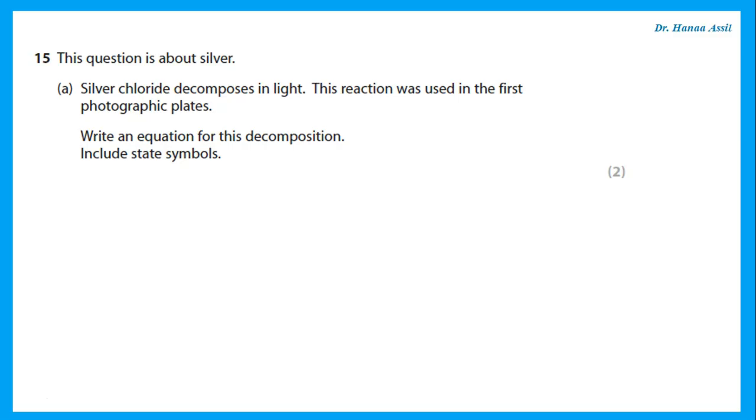So we're breaking down silver chloride. Of course, if you break down silver chloride, then it would give silver plus chlorine. Now we're required to put the state symbols. You should know that silver chloride is a white precipitate, a white solid. Now this will break up to give silver. Silver, of course, is a metal, that's a solid, plus chlorine, which is a gas, and please do not forget to balance.